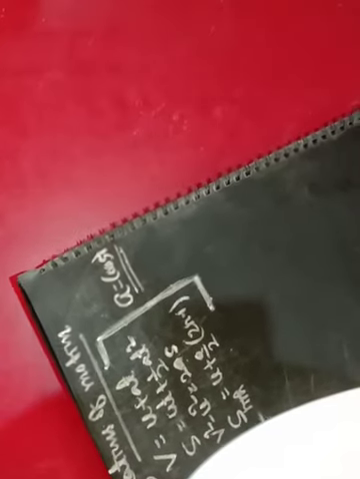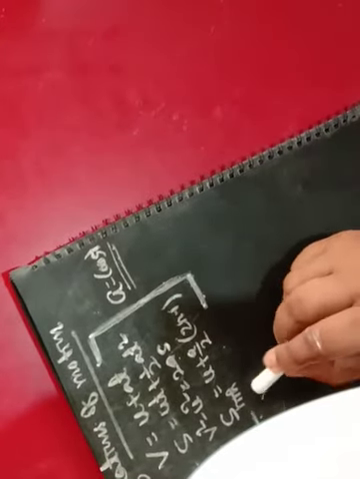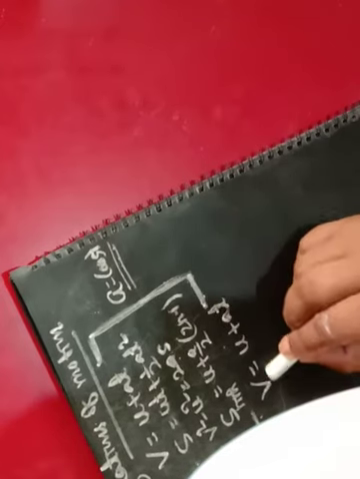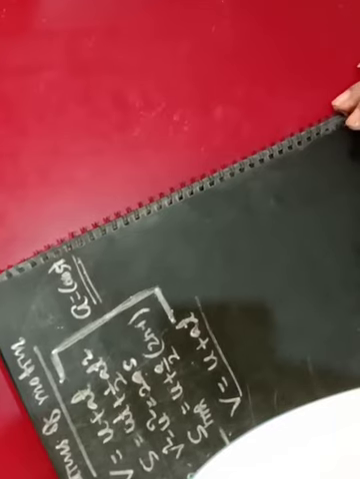But here we have to follow the calculation method. You have to prove it by the calculation method. First, v equal to u plus at. Here v is the final velocity, u is the initial velocity, a is the acceleration, and t is the time taken. That means the velocity attained by the body after time t, provided the body is moving with uniform acceleration.